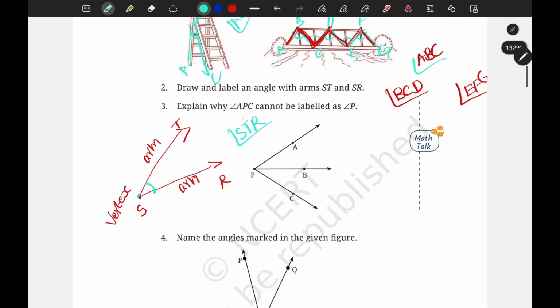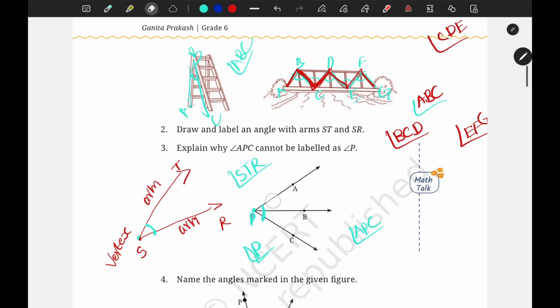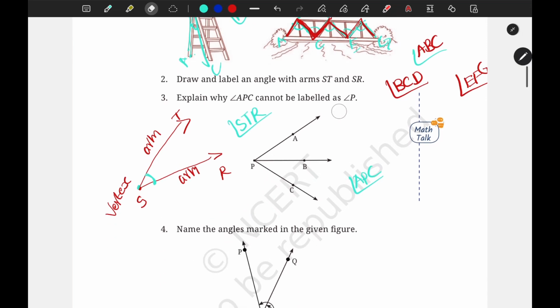And next, explain why angle APC cannot be labeled as angle P. Angle APC, we can't write angle P, because P is a point, so we can't write that. If there is an angle, we have to mention angle APC. That's the right form. We can't write this.